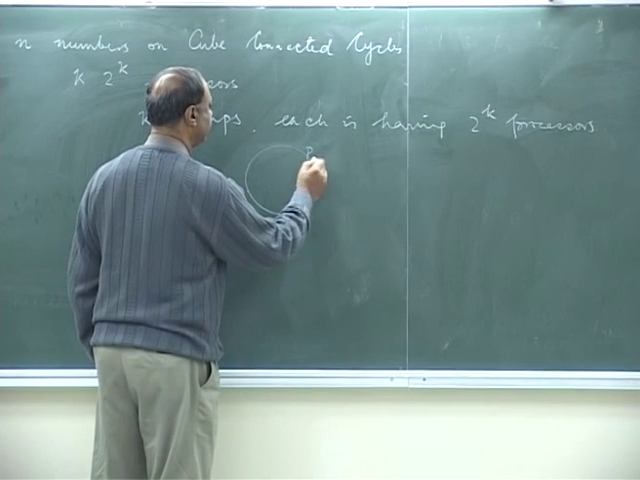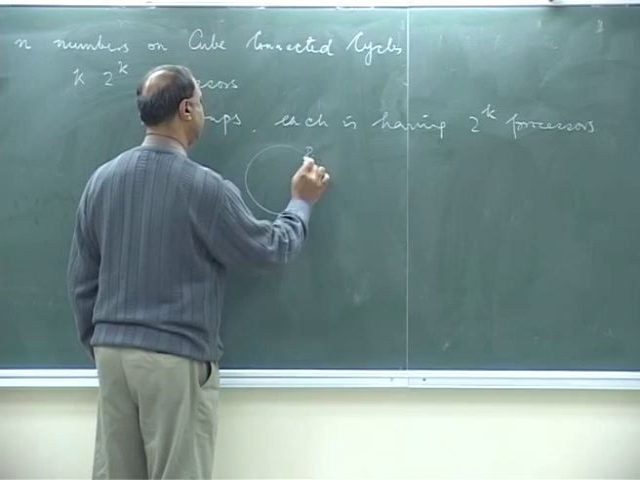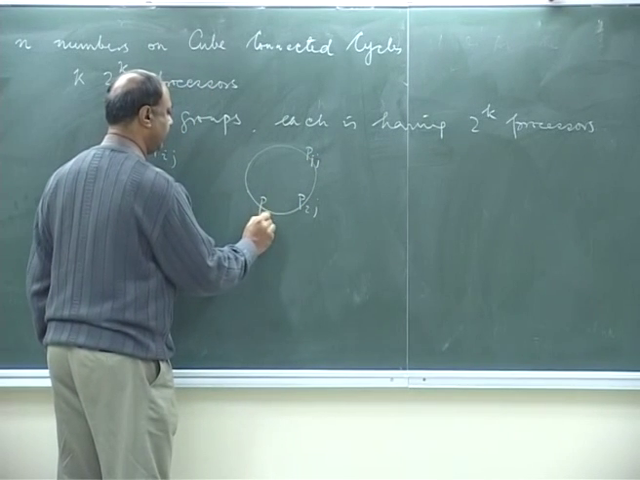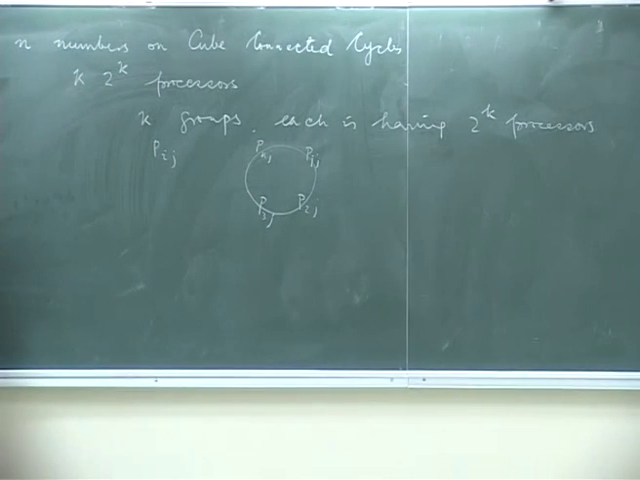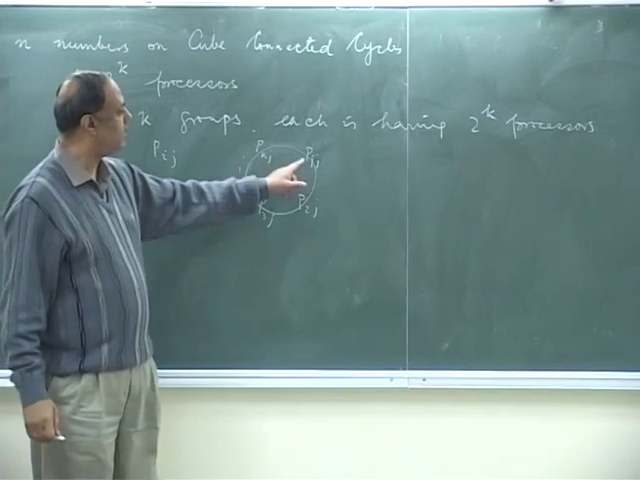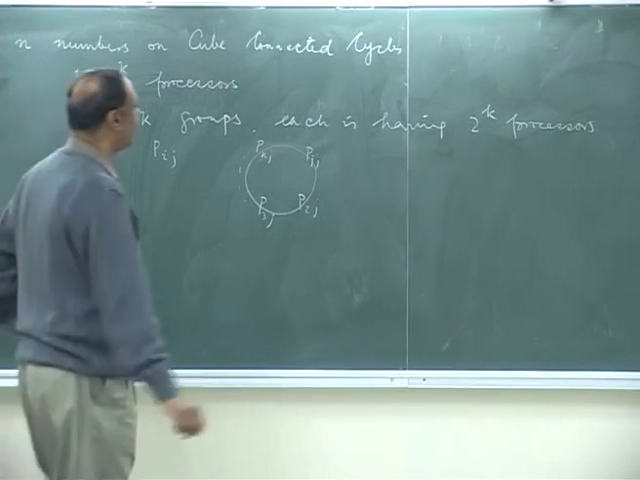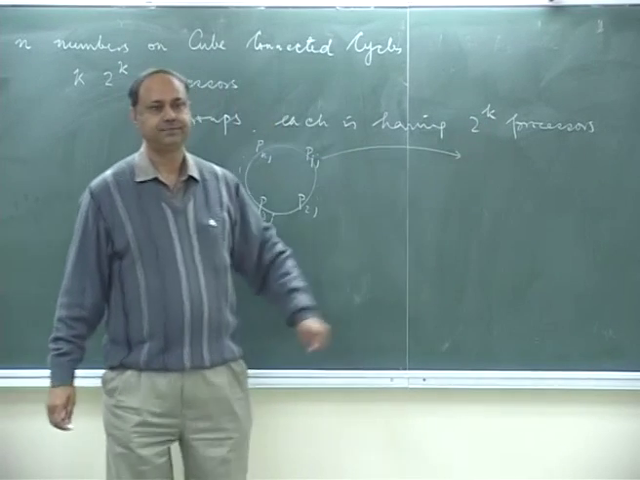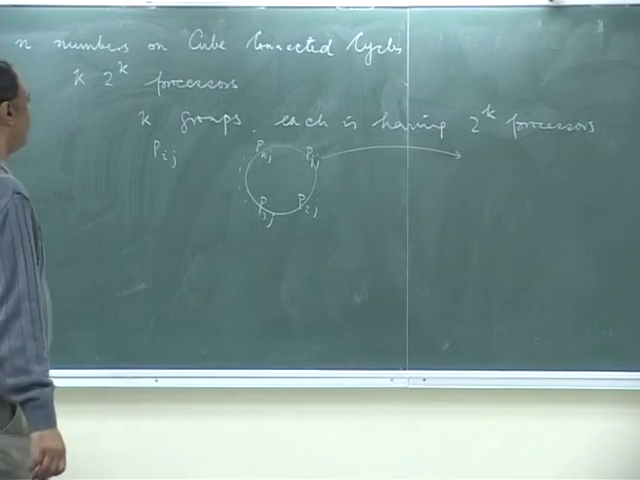So this is P1j, P2j, P3j, and Pkj. This is the structure. And P1j is connected with one processor of another cycle, which is P1k, something like that.